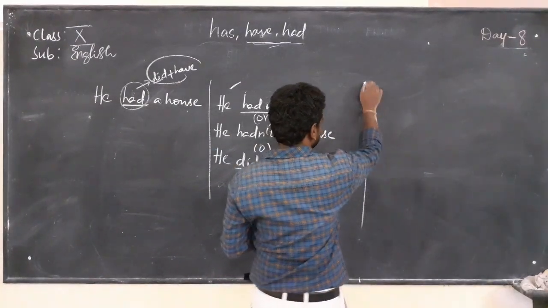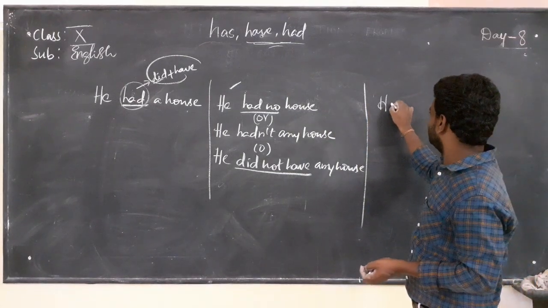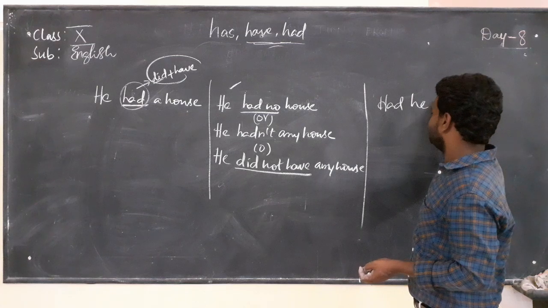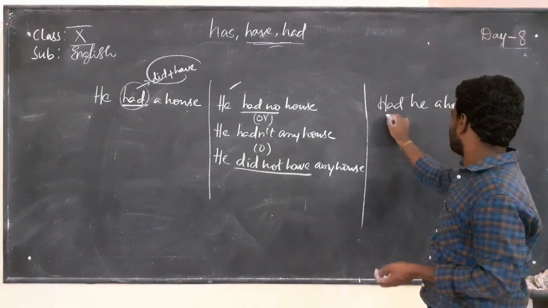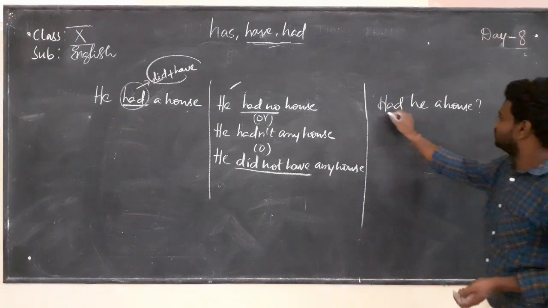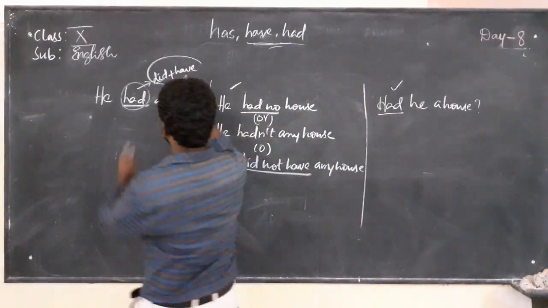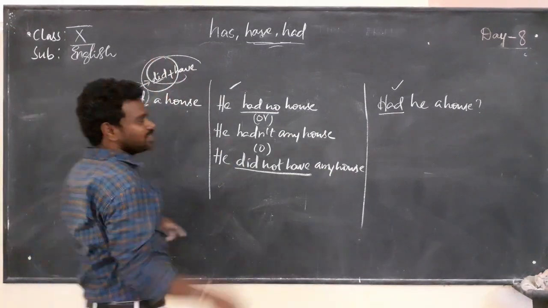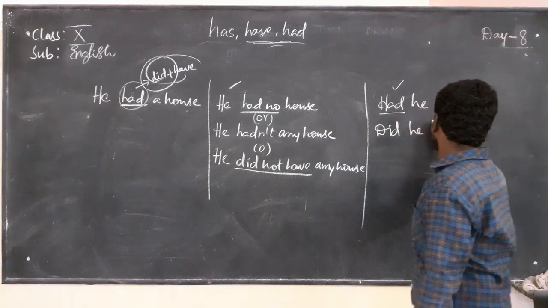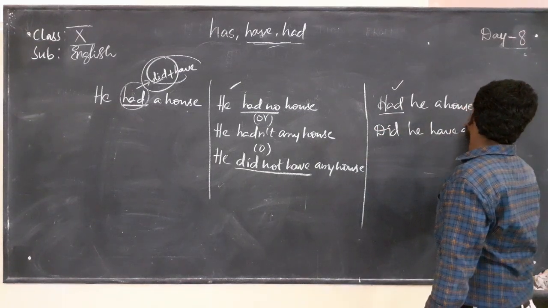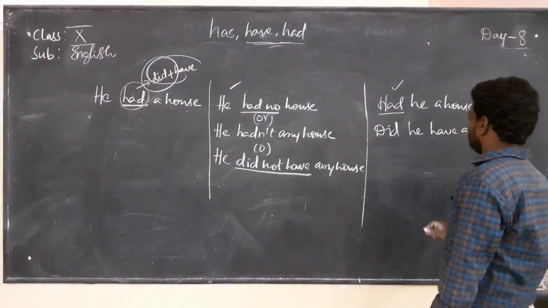So what is the question? Now question. Let us see interrogative. So, had he a house? Had he a house? So now here he had a house, right? Did plus have. With the help of did also we can make a question. Did he have a house? Did he have a house? Right. Did he have a house?